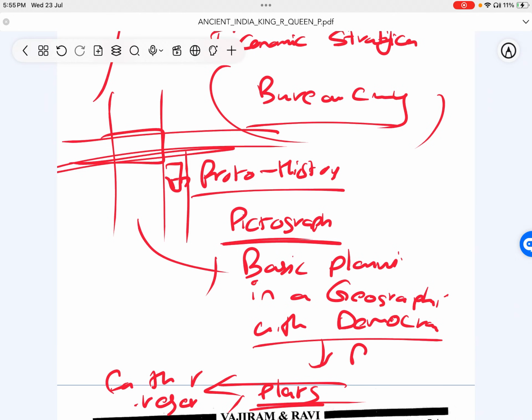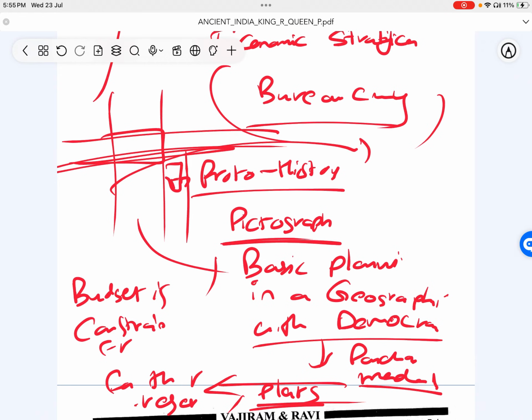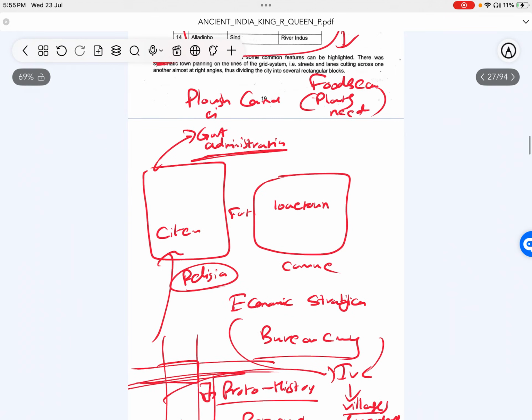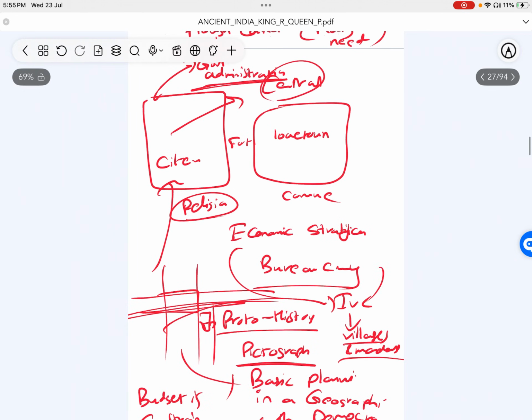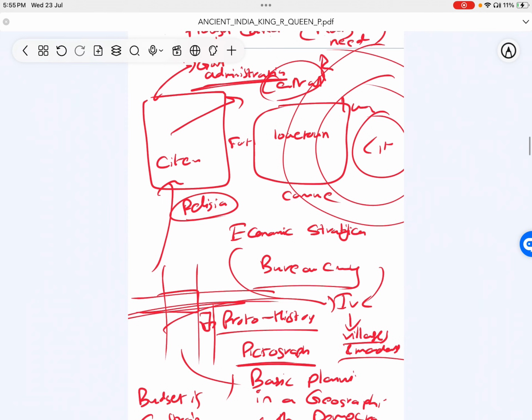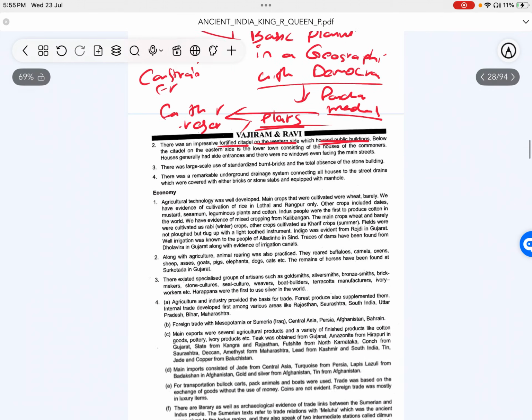You can use it in panchayats and the same kind of system, because budget is a constraint for India. So we can use the IVC model for our villages, mandals and towns. We can modify things like central planning, central zonation, and we can use it like a circular model also. Like this is the citadel, the lower town and the buffer zone. We can also do it like that.